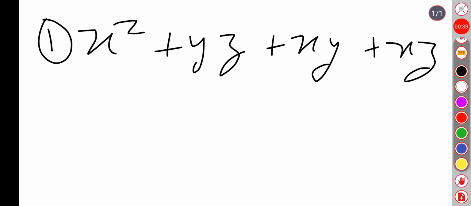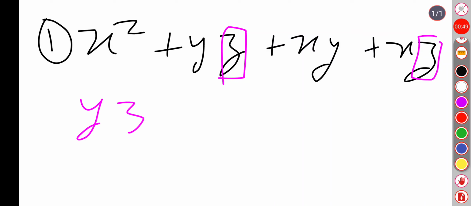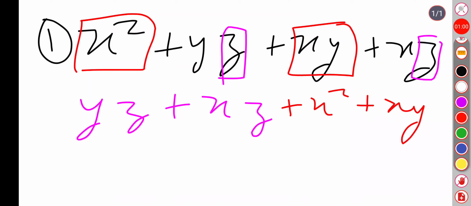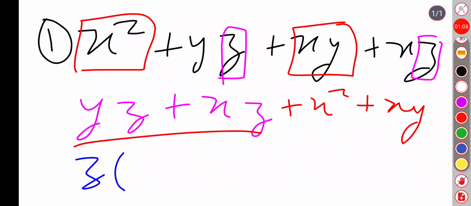Now we need to group this first. If we have 4 or more than 3 terms, we can group it easily. So we can see z is in this term and this term only, so we can only group those terms together. So yz plus xz. Now the rest of the terms we can group together, x squared plus xy. Okay, now we can take out the highest common factor, and in this case the highest common factor is z. So we are taking out that z.